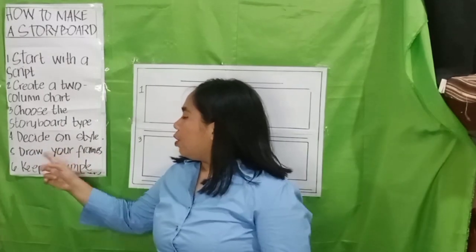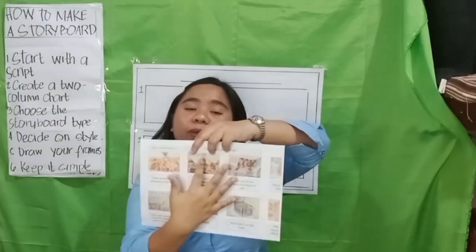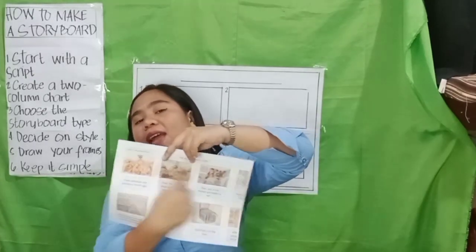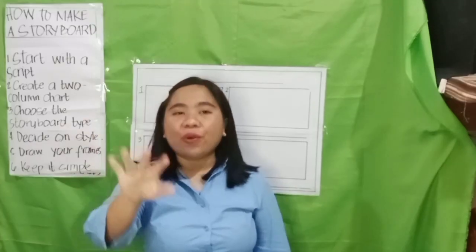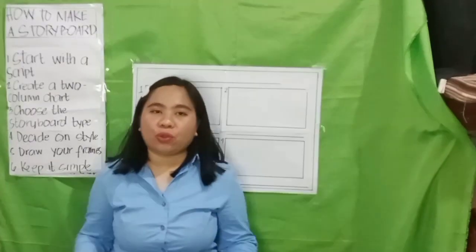For the fifth, draw your frames, something like this. I draw what is going to happen. I will draw the scene in every sequence. Then keep it simple so that your viewers will understand it. I will show you how to do a storyboard.